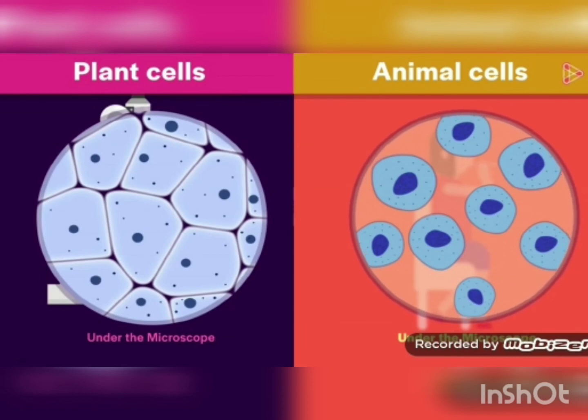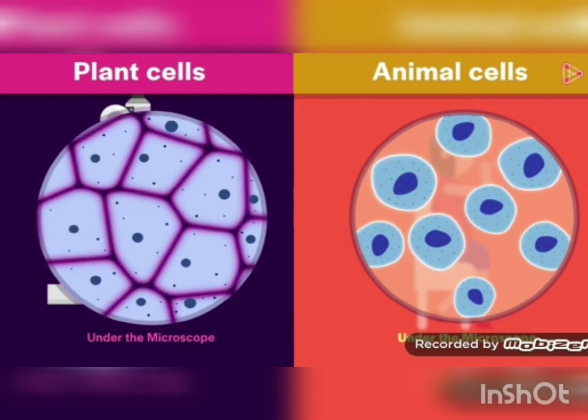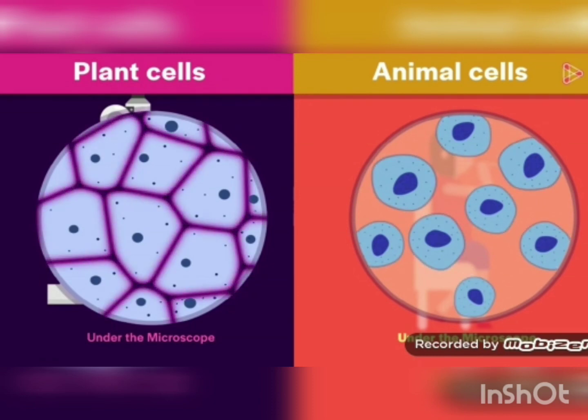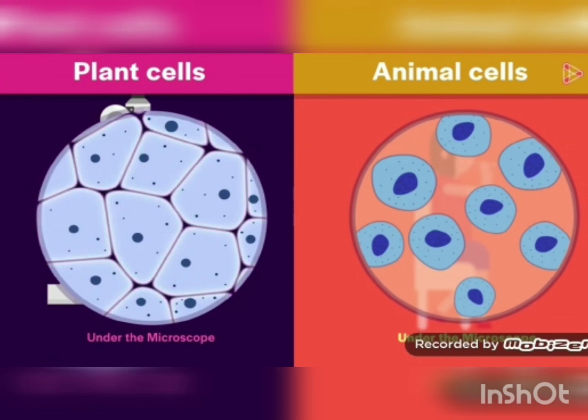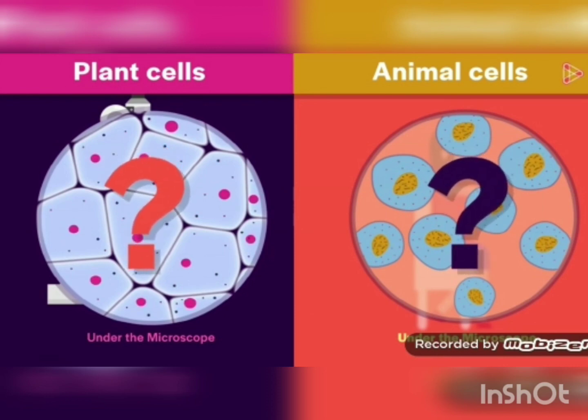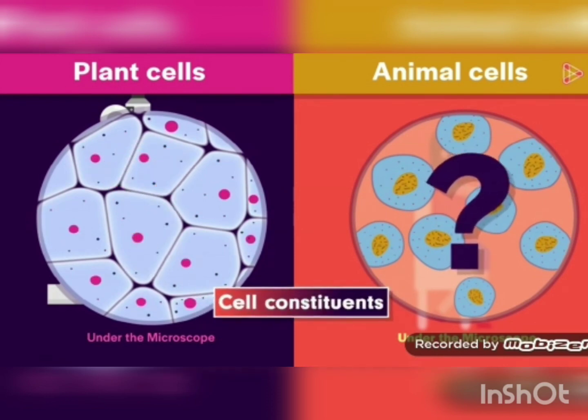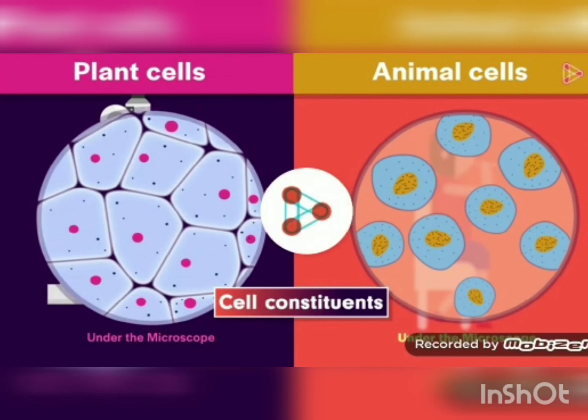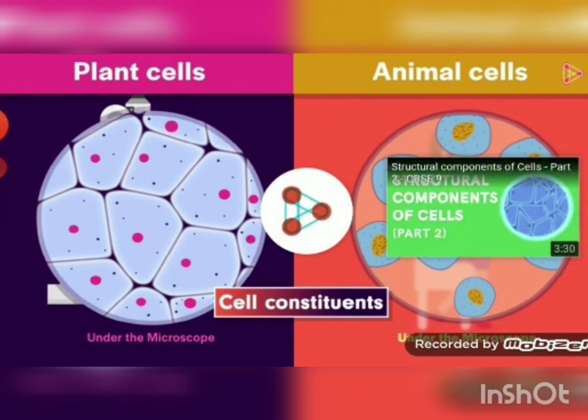Roughly, we have these thick, distinct borders that differentiate each cell from the other one. Then we have these thin, tiny dark spots scattered all over. Also, we can spot this prominent circular structure here, which is very darkly stained. Any ideas what these things are? Well, these are the cell constituents. Let's get introduced to each in the next video.